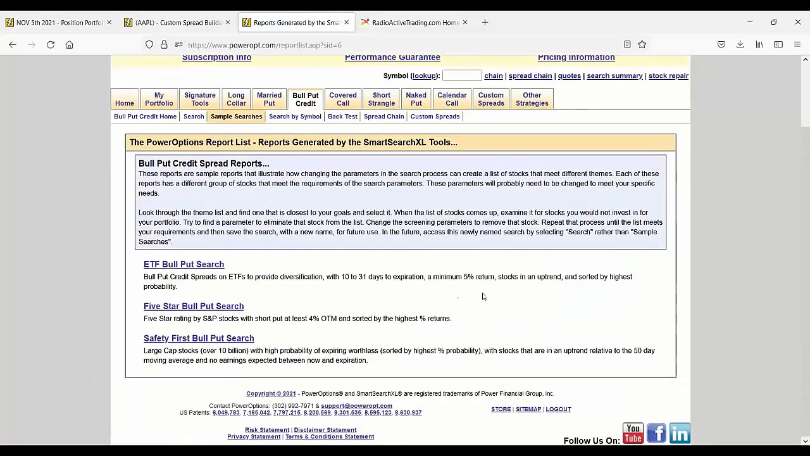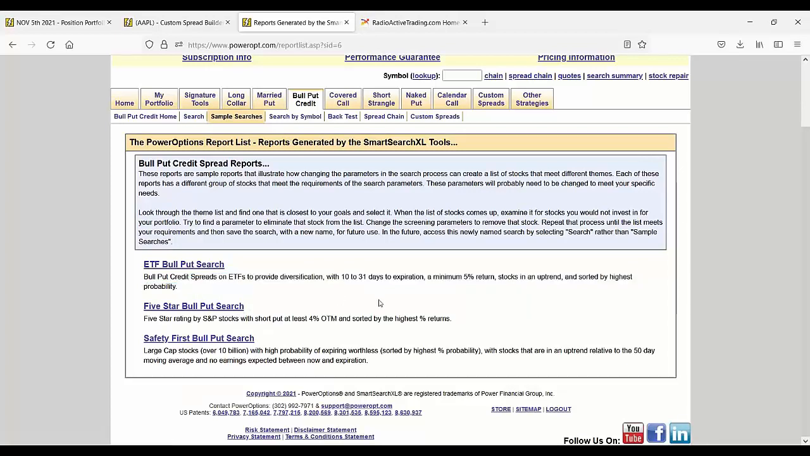These are basic themed searches. They might be a little bit more conservative in this case, but are still very useful. They might not be hitting the targets I want, but are very conservative. For example, in bull puts, there's the ETF bull put search. You can see here it's looking 10 to 31 days out in time, 5% return in an uptrend, sorted by highest probability of expiring worthless.